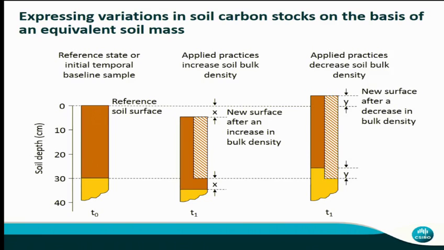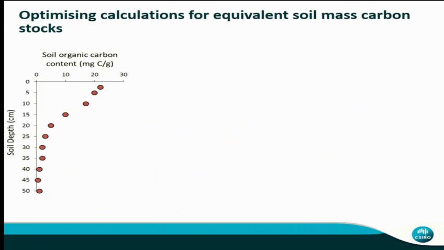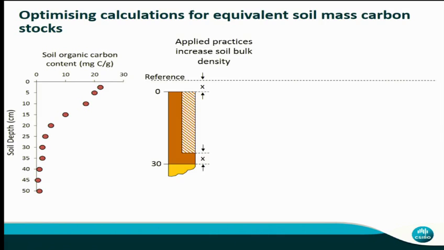So if we, instead of basing our sampling on a volume basis, base it on a mass basis, we can take care of this. And just to run through that, a problem associated with all these equivalent mass calculations is that soil carbon content changes with depth. So we've got depth on the y-axis, carbon content across the top. If I go and sample, my applied practice has come through and caused the bulk density to increase.